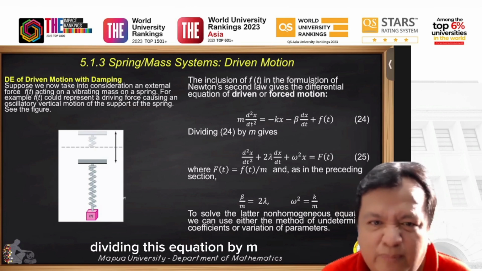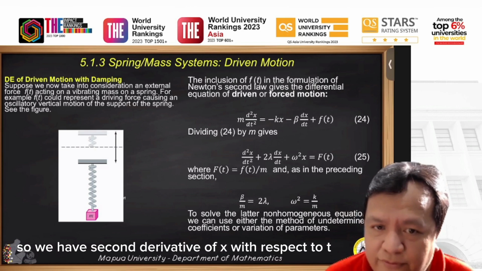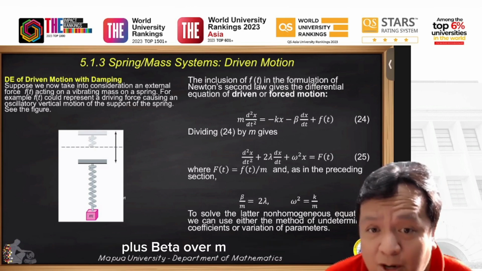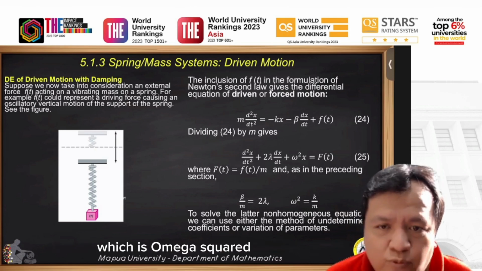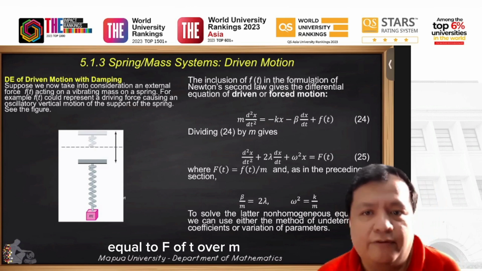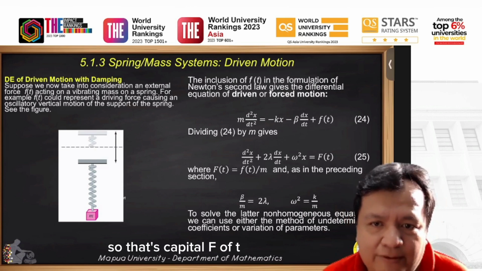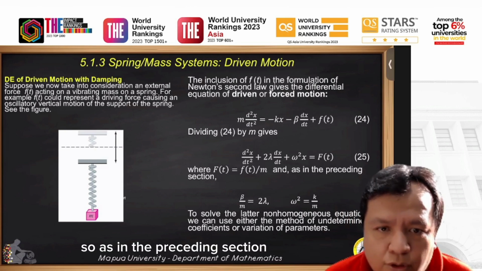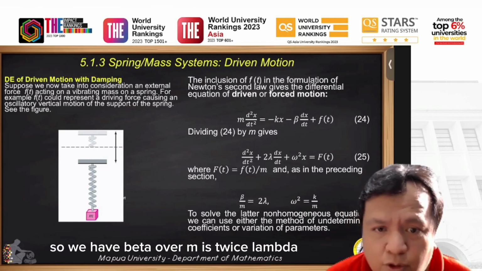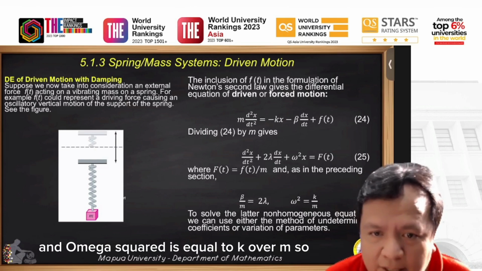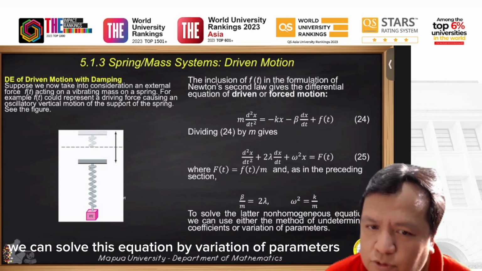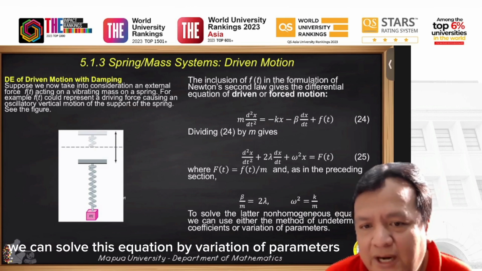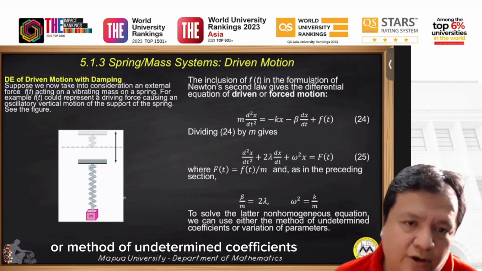Dividing this equation by m, we have the second derivative of x with respect to t plus beta over m, which is twice lambda, times dx over dt, plus k over m, which is omega squared, equal to f of t over m. So that's capital F of t. As in the preceding section, beta over m is twice lambda and omega squared is equal to k over m. We can solve this equation by variation of parameters or method of undetermined coefficients.